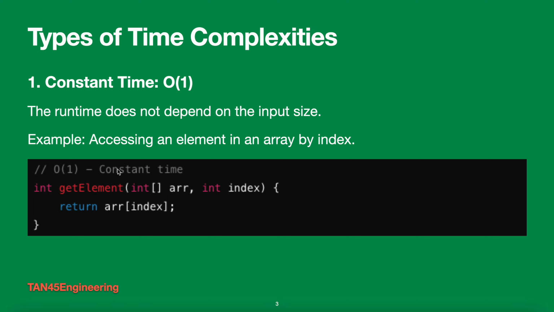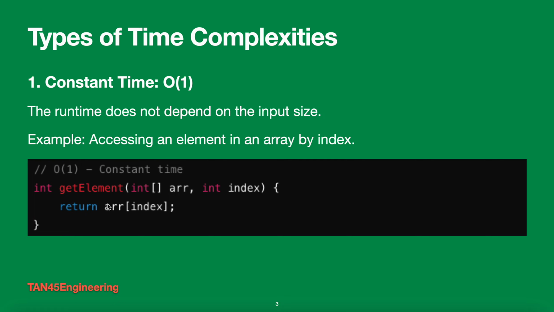Please pay attention. For constant time, we denote it as O of 1 because the time is going to remain constant. It does not mean that the total amount of time taken will be constant, but it will not be dependent upon the input, right? So runtime does not depend on the input size. For example, accessing an element in an array by index.